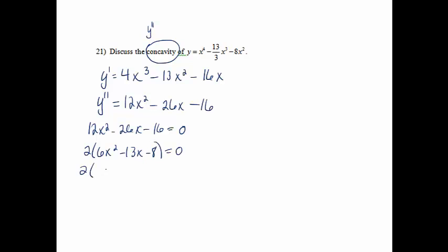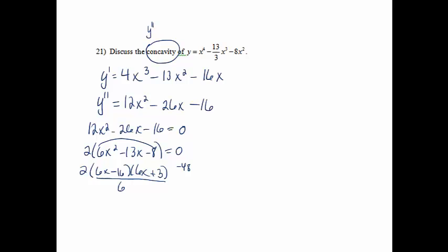And then from here, I'm going to do the magic number trick. So I'll get 6x and 6x. I will need to divide by 6 eventually. And then from here, we'll take 6 times negative 8, which is negative 48. And then I'll be thinking what times what equals negative 48, but adds up to give me negative 13. And that would be negative 16 and positive 3.